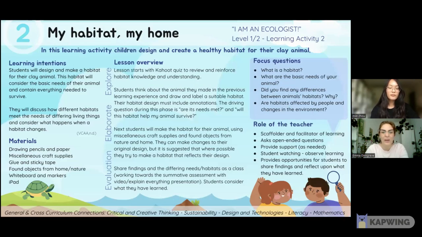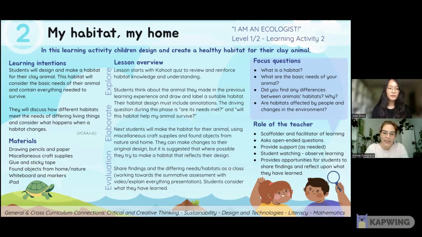My Habitat, My Home, as with our previous learning activity, is inquiry-based with a strong focus on actively constructing knowledge, as it sees students building understanding of the scientific concepts through the process of making and designing a healthy habitat for their clay animals. On this slide, you will find the materials required listed, along with potential focus questions. A Kahoot quiz is used to review and reinforce students' understanding and knowledge of habitats before students design and then make a suitable and healthy habitat for their animal.